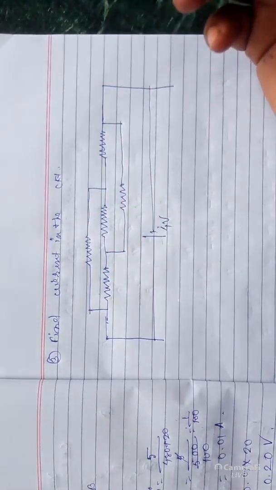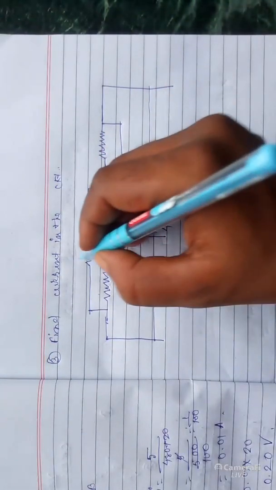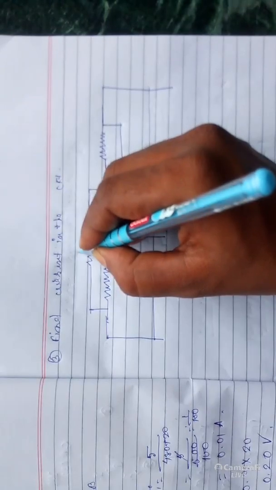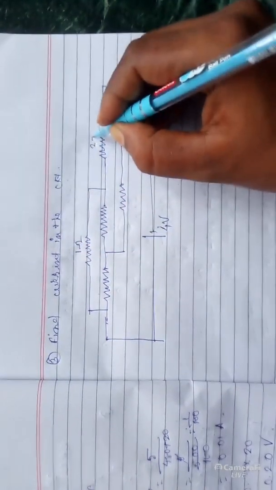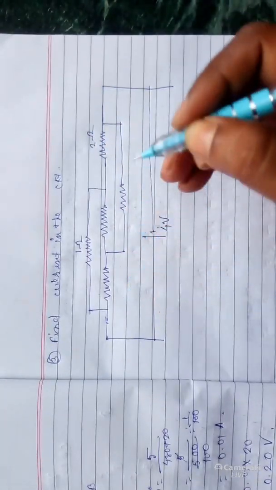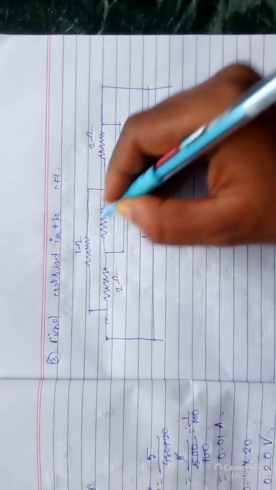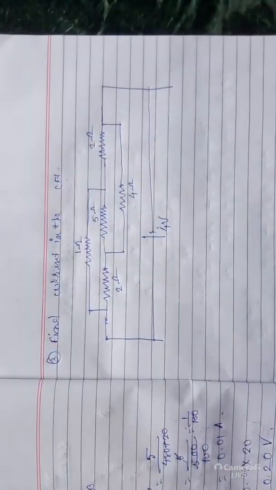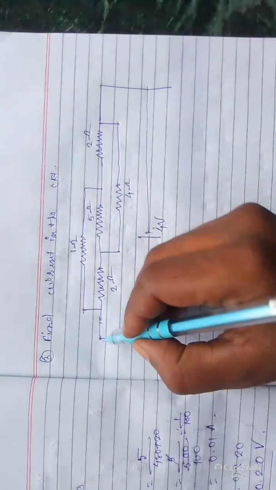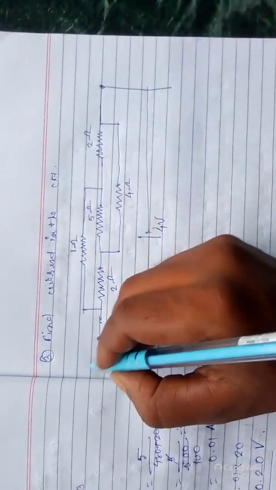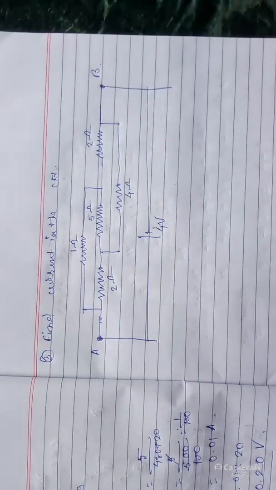The values of the resistances given to you: this is 1 ohm, this is 2 ohm, this is 1, this is 2 ohm, this is 4 ohm, and this is 5. Now first of all you have to calculate the effective value of the resistance between these 2 points. You can name them: this is A and this is B. What is the equivalent resistance?